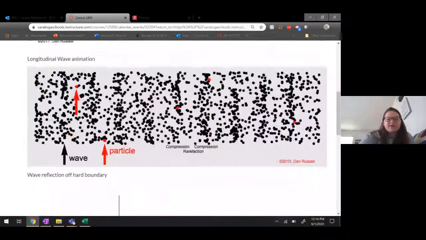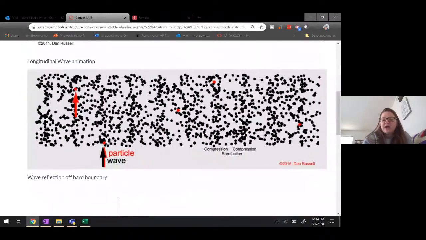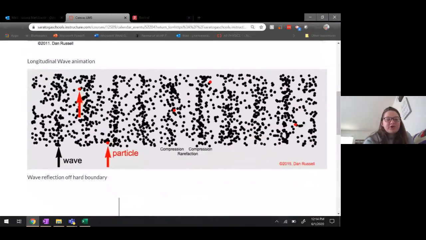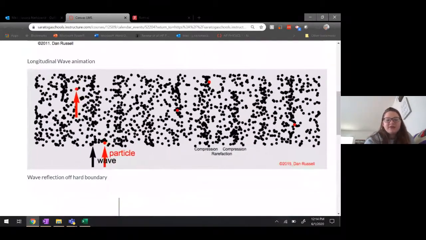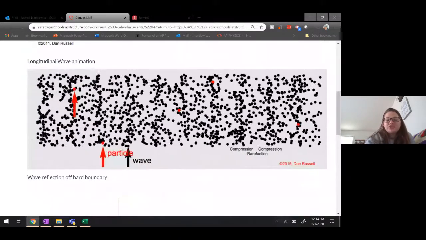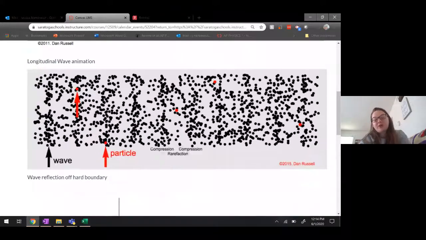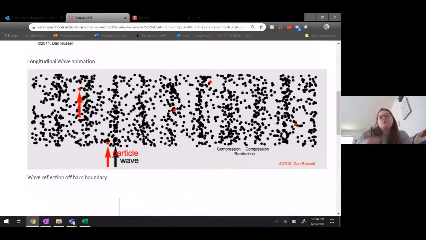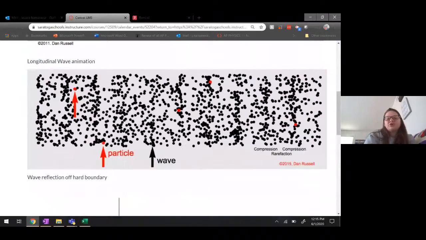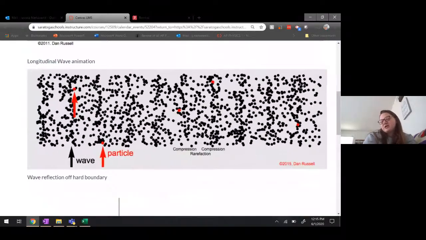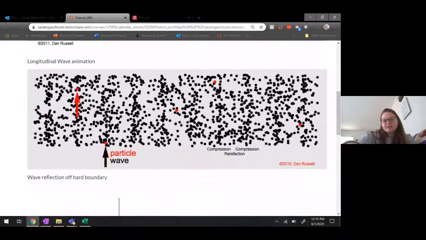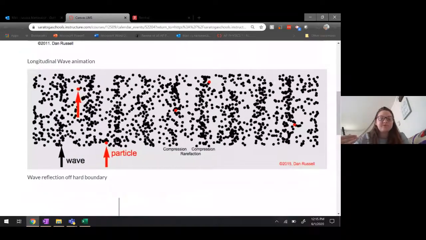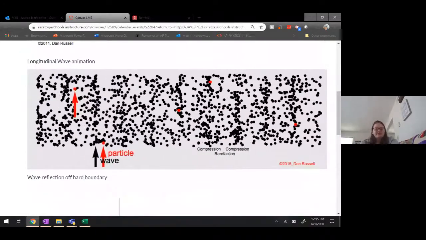So here's a slightly better animation. So we can see there's a particle, right? And here's the wave itself, and the particles are remaining stationary. It also has the compression and rarefaction sections labeled. So compression, compression, rarefaction. Now, if you wanted to measure the wavelength of the wave, you would measure the distance from one compression section to another compression section. So the compression is kind of like the crest of a transverse wave, the rarefaction kind of like the trough.